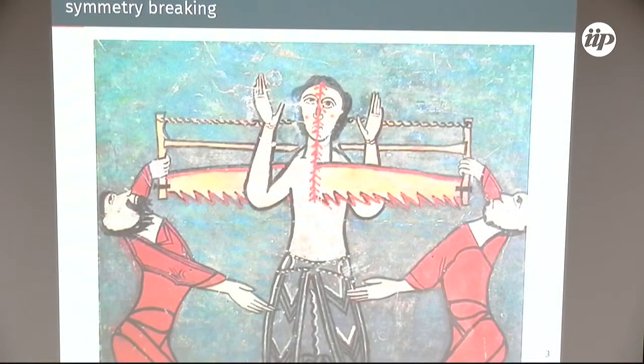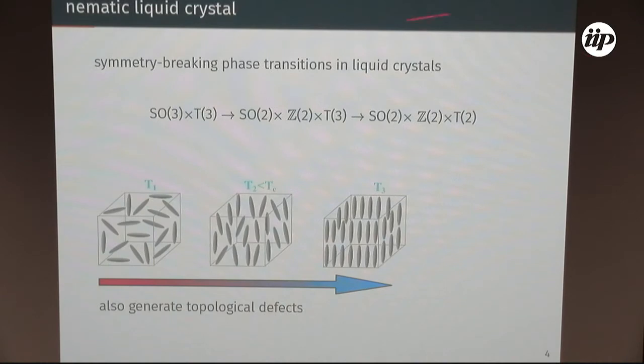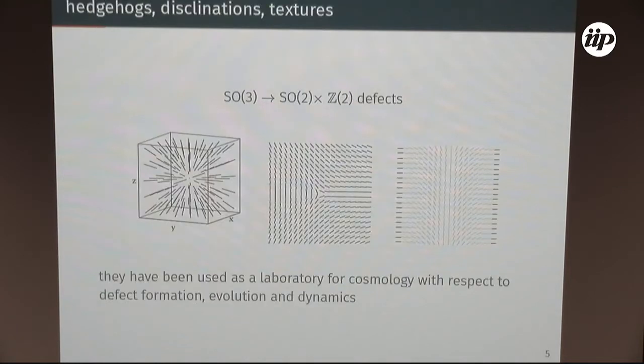Okay, symmetry breaking is a well-known concept in physics. It's reduction of symmetry. So that happens in liquid crystals, for example. You have a high temperature isotropic phase, and you cool down to a nematic phase, where the molecules are aligned more or less parallel to each other. And then you can go further to another phase. Again, you have a reduction of symmetry, as sketched above. And the consequence is the appearance of defects.